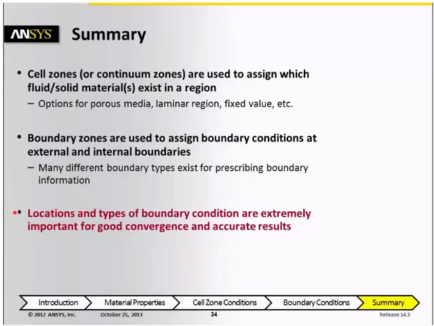Finally, locations and types of boundary condition are also extremely important for good convergence and accurate results, and we reviewed a number of guidelines related to boundary locations and different combinations of boundary types.